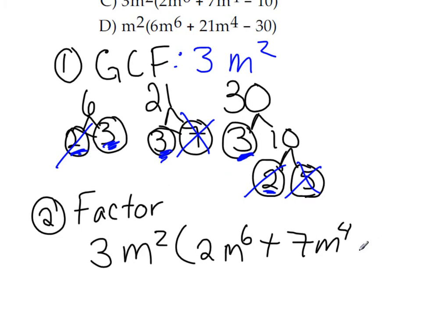And last but not least, we need a negative 30m squared. Well, 3 times 10 gets us 30, and there's that negative, so it's negative 30. And we already have the m squared, so we don't need any extra m's. So that's it. And now we could double check if we could factor this further. We cannot, so our choice is C.